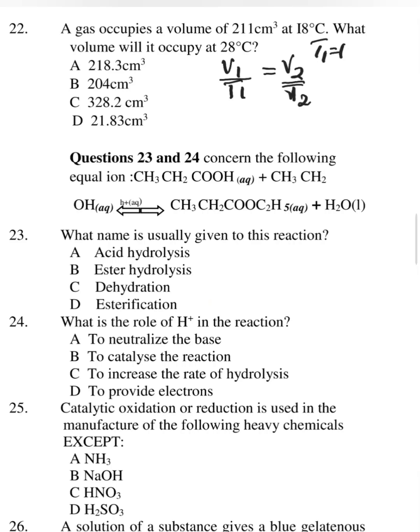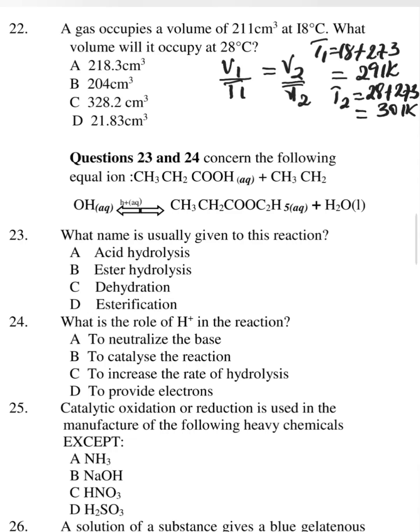T1 is 18 degrees Celsius. You add 273. You will have the absolute temperature giving 291 Kelvin. We also have T2, which is 28 plus 273, giving 301 Kelvin. And from here, we can substitute the values.